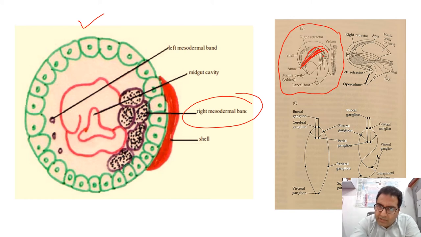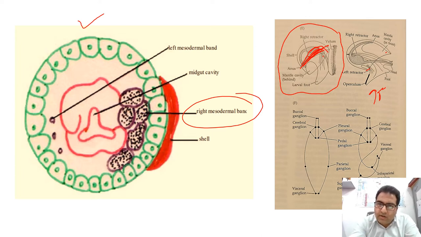So by the contraction of these right retractor muscles, the very posterior side is twisted. It is moved forward, and along with it, the visceral mass also gets twisted. So the contraction of this muscle causes the shell and the enclosed viscera to twist at an angle of almost 90 degrees in the counterclockwise direction.